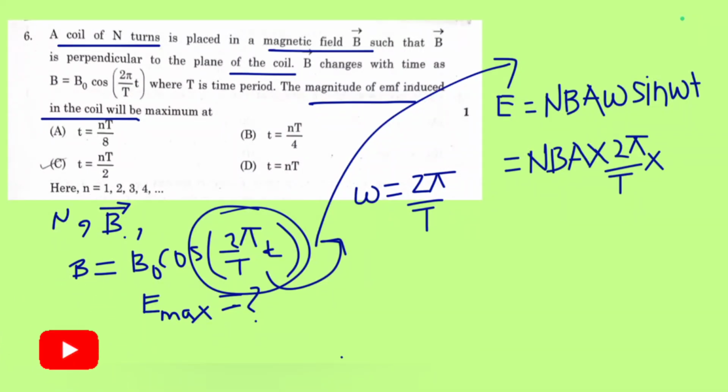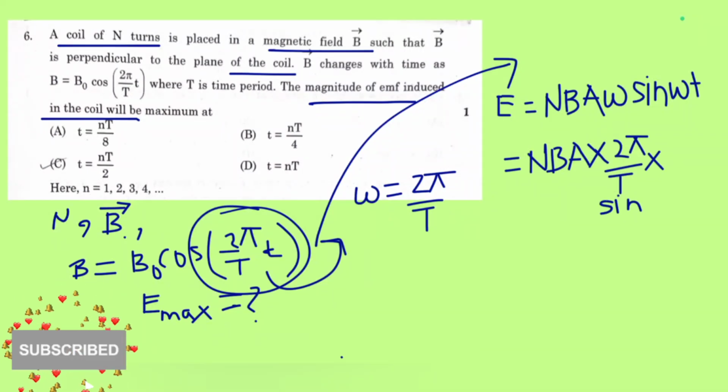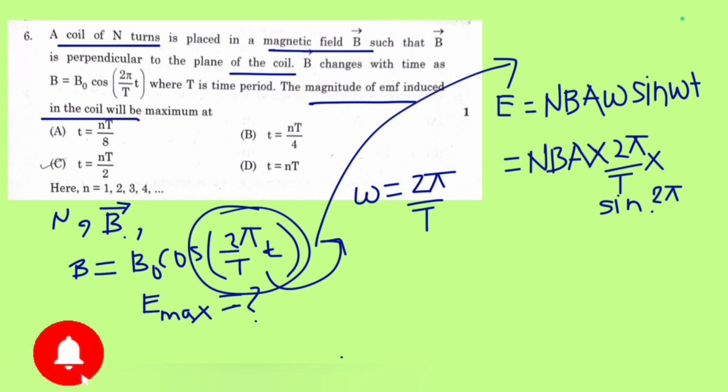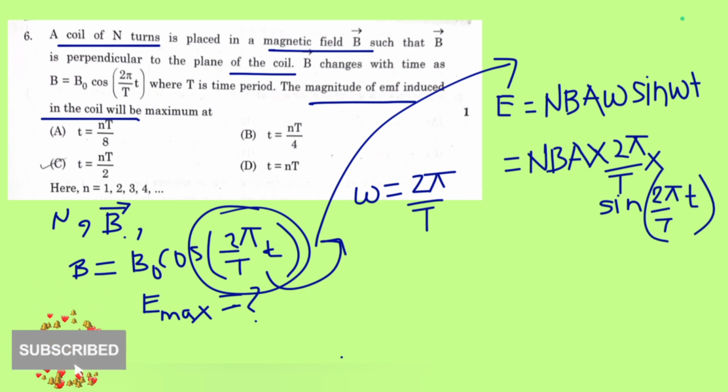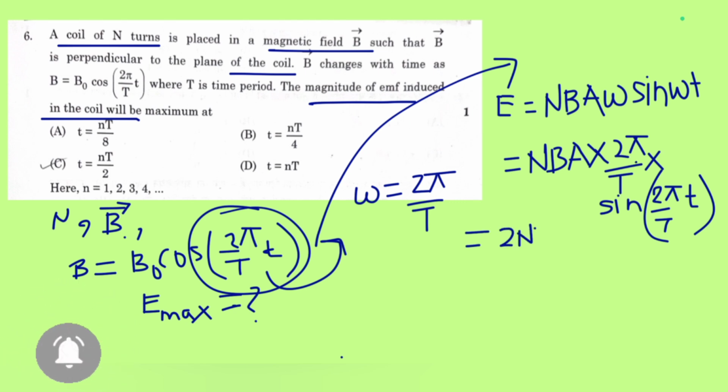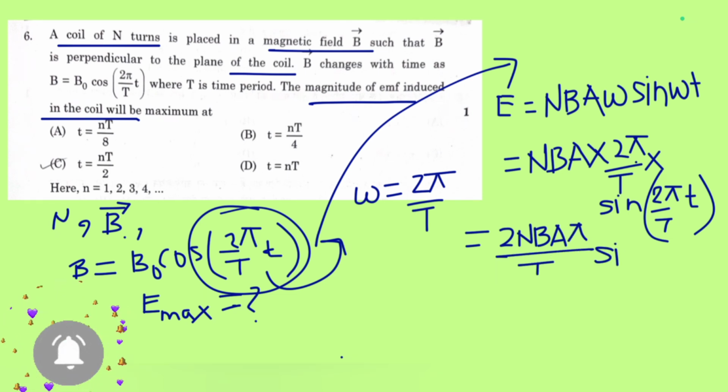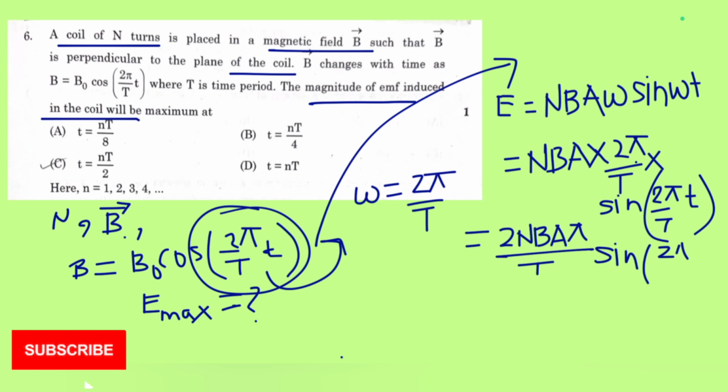Then sine of omega t, that means 2 pi by T into t, will be the relation. Now I can simplify this, it will become 2 pi NBA upon T sine of 2 pi by T into t.